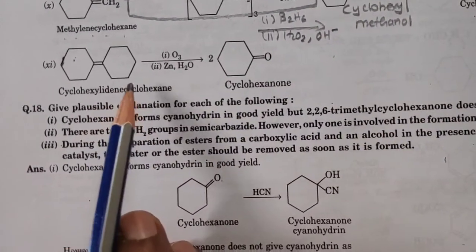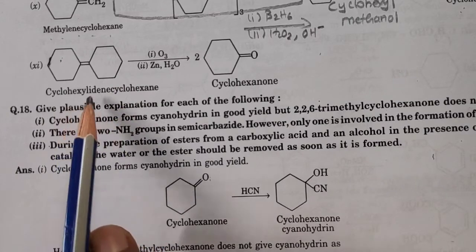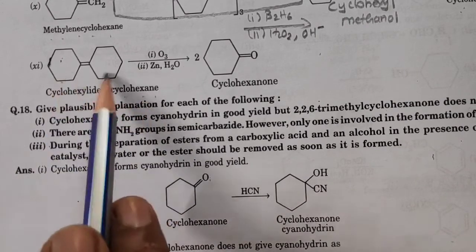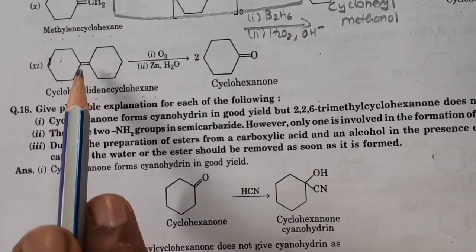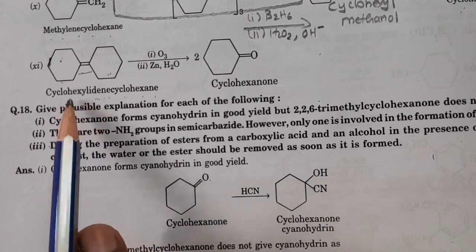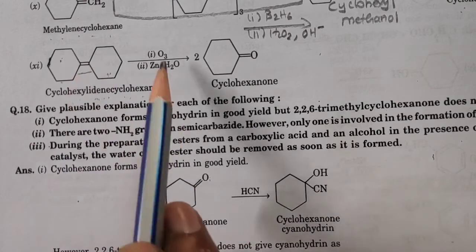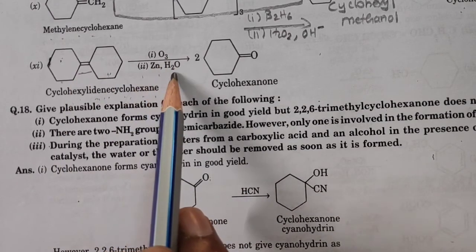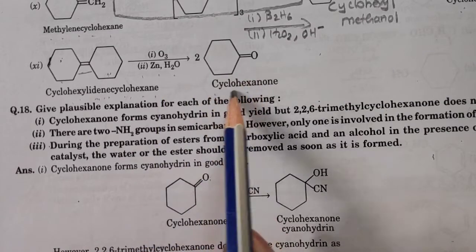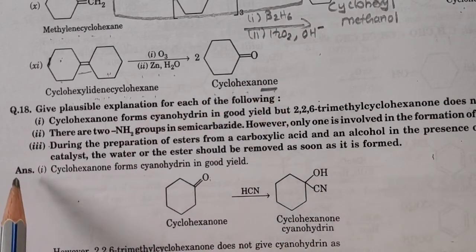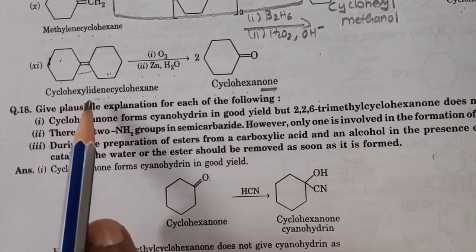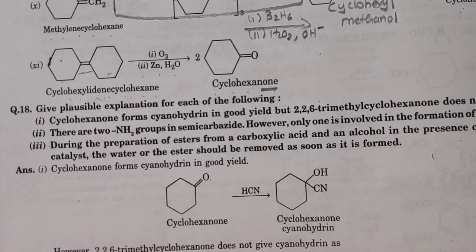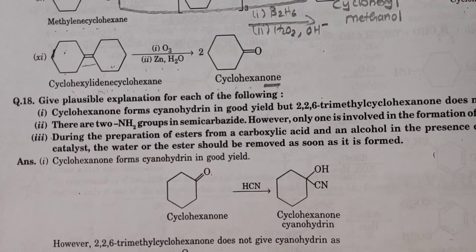Then the last one that is given there, cyclohexylidene cyclohexane. This is the word we say, hexylidene, that is a double bond, and cyclohexane is this. So first it is treated with ozone, then zinc, and water. What you will get is cyclohexanone, a ketone; the alkene cyclohexylidene will get converted into a ketone. So this was all about this part.